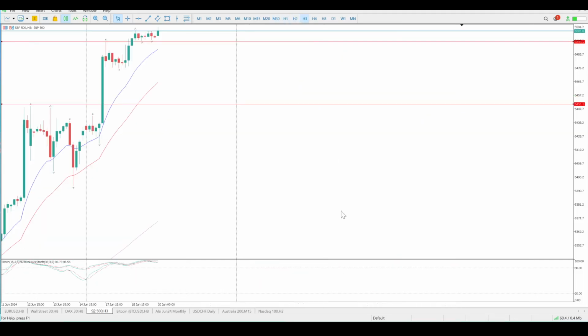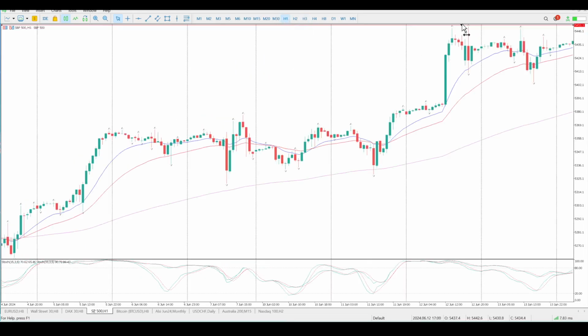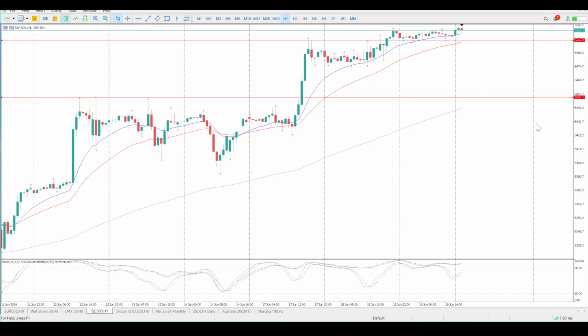Sorry, before we get there, pay attention to oscillators here as well on the 3-hour. Extremely overbought. So the trend is very strong to the upside, but we do want to see some kind of consolidation or pullback before we start getting too excited.